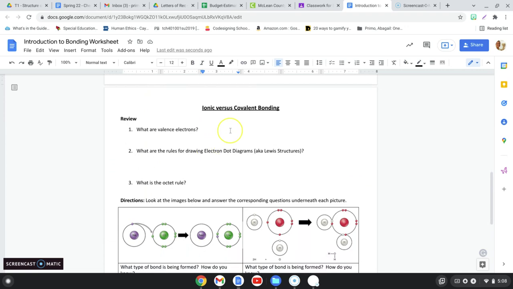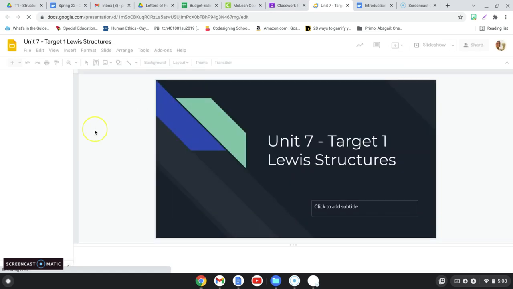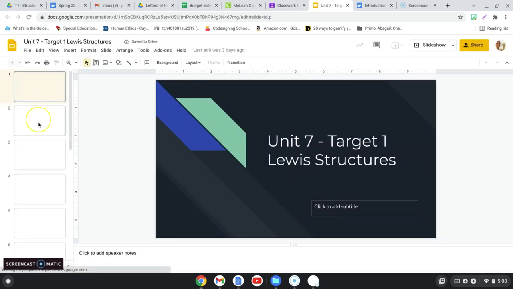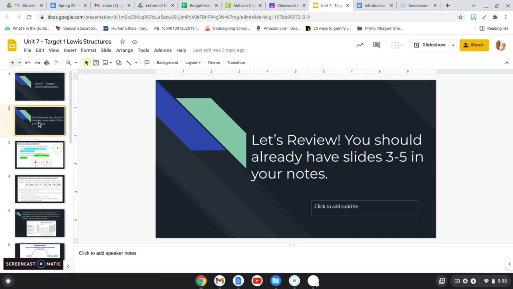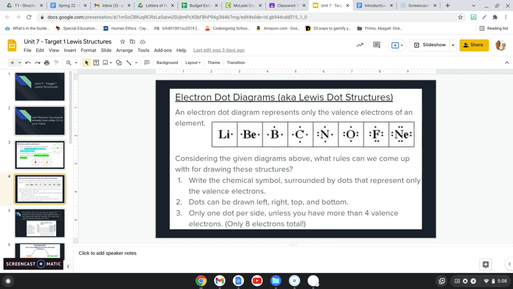And then here you have ionic versus covalent bonding. And this is the part that I need you to do today. So if you go back to covalent bonding and you open up the slides, you're going to want to get these slides in your notebook. So these next few slides should be a review. So you've got valence electrons. We've talked about those in the last unit.